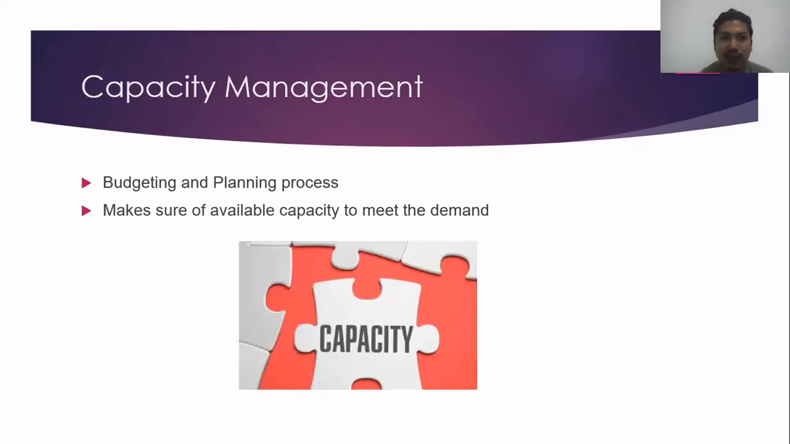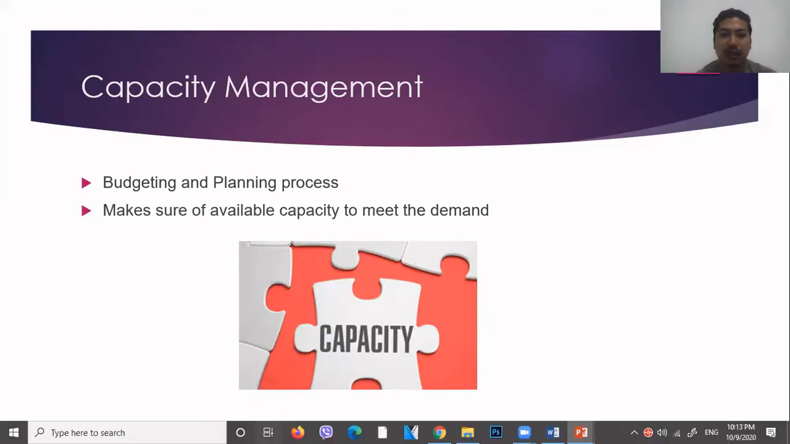So the next slide would be capacity management. So what does it do for Amazon? It is actually used in the process of budgeting and planning, and it also makes sure that the available capacity is there to meet the demand of the customers.